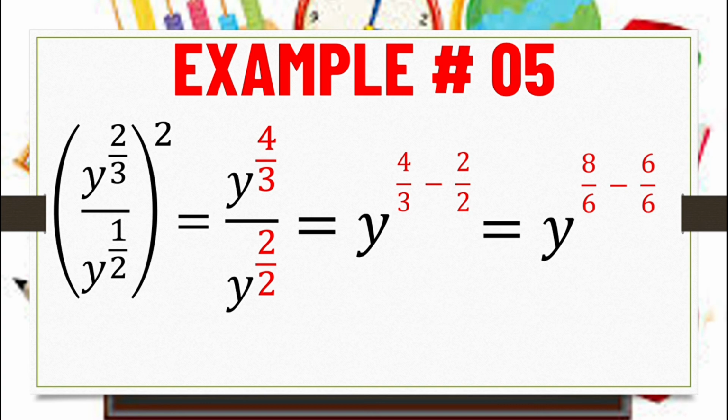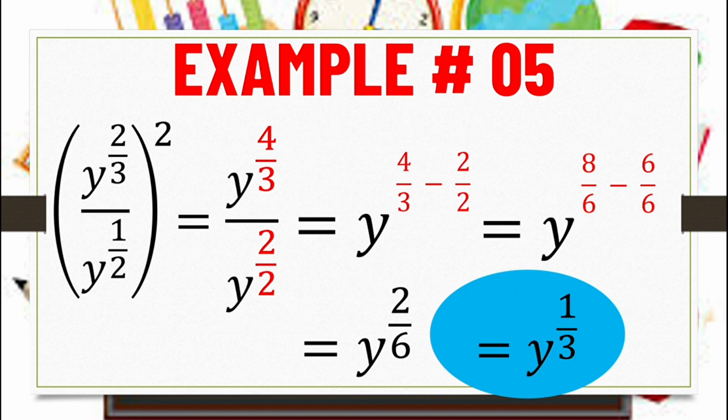Let's simplify. Y raised to 8/6 minus 6/6 will have a result of y raised to 2/6. And to write our rational exponent in lowest terms, it leads us to y raised to 1/3. And y raised to 1/3 is considered the final answer as we simplify our expression in example number 5.